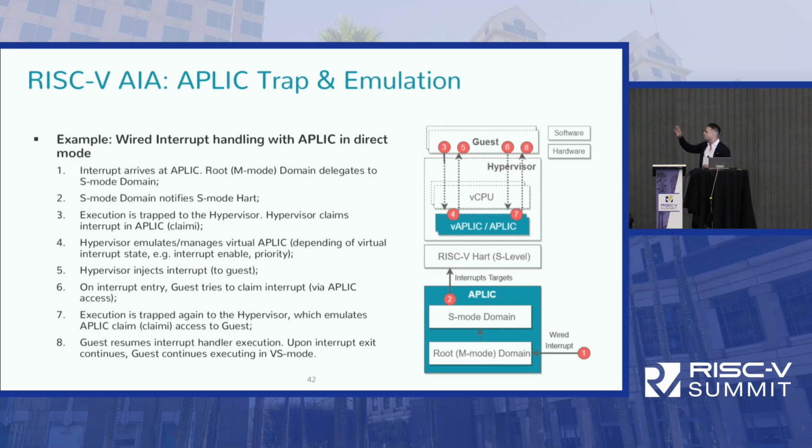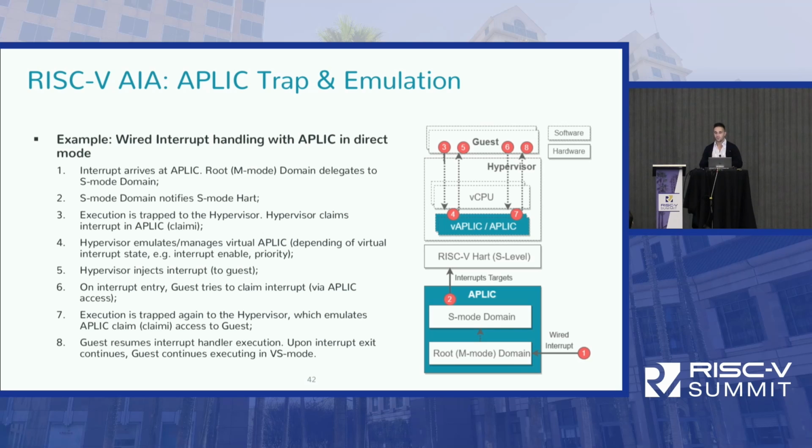And this is pretty much the flow. So you get a wired interrupt on this one on the bottom. This goes to the root domain, or M mode domain, that can delegate to the S domain and delivers to the S level hart.